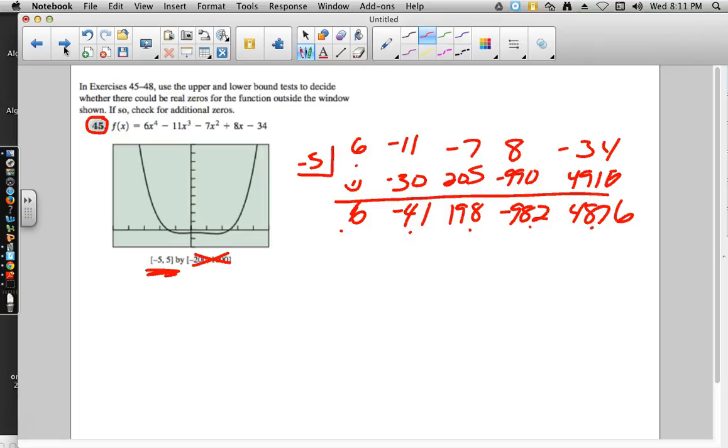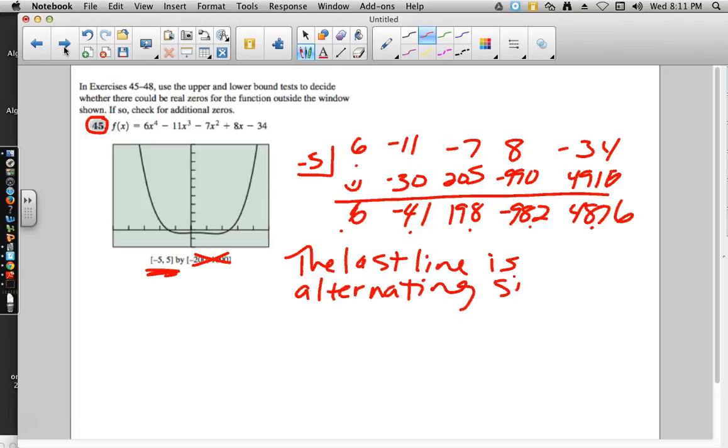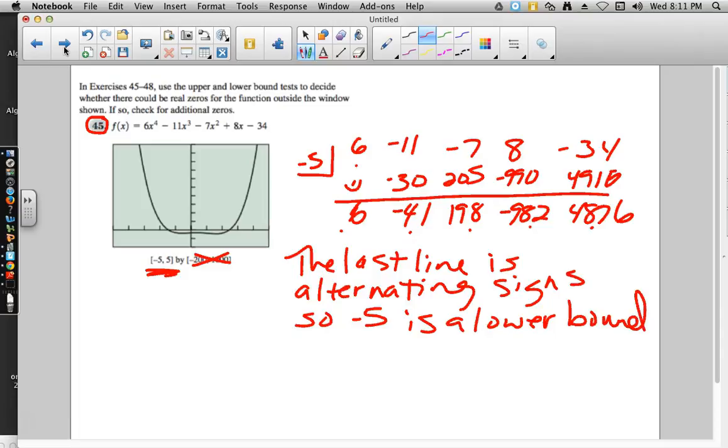But what we just saw here was the last line is alternating signs. So negative 5 is a lower bound. If that doesn't happen, it's not a lower bound, and there is another 0 to the left of negative 5, but it did happen, so we know that's it.